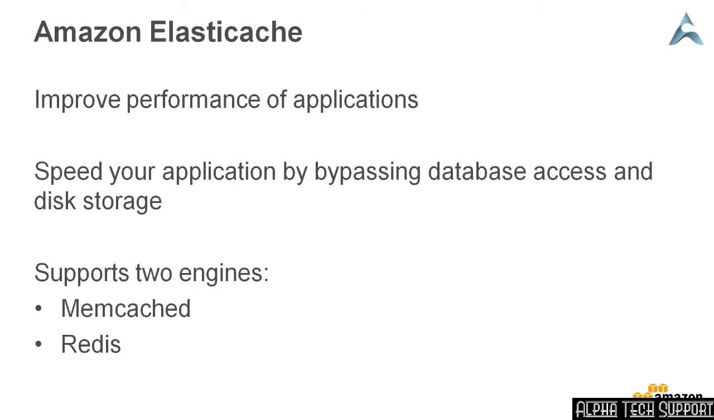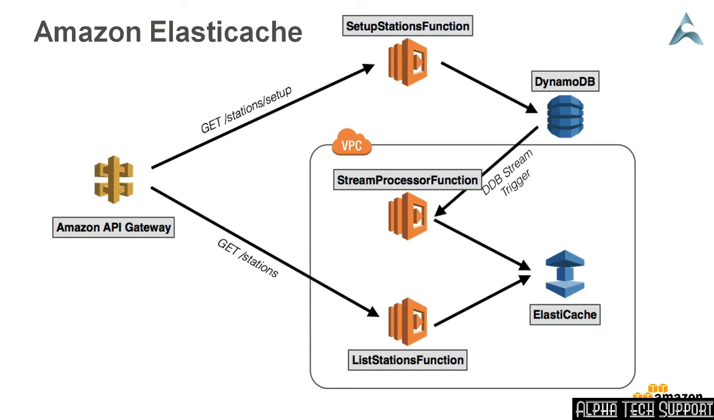It supports two types of engines, Memcached and Redis. You can use either of the two. Redis is very fast, rapid, and highly integrated. We will explore it in the coming slides. And Memcached. So how can we integrate and build a solution?